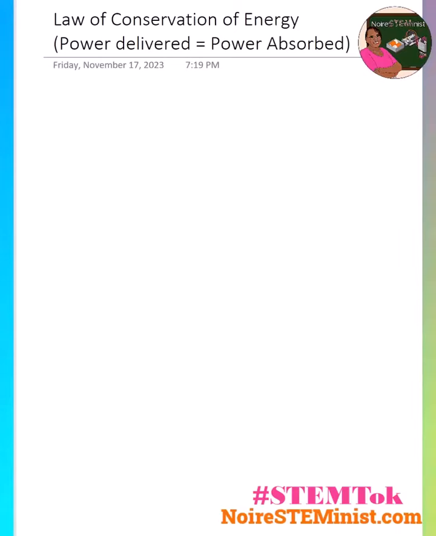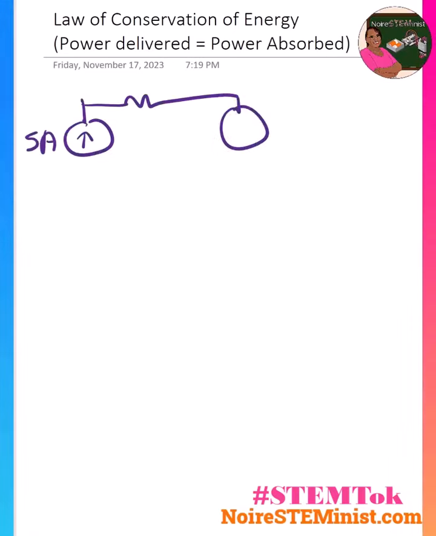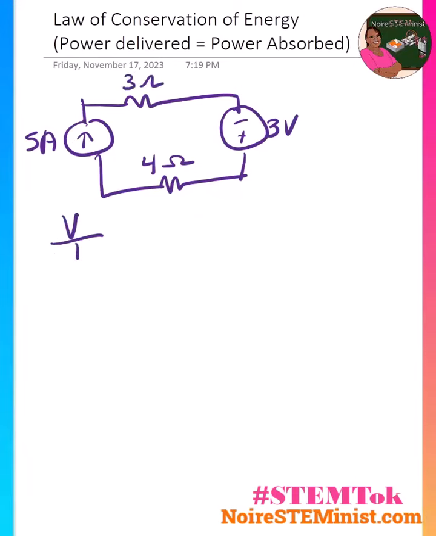Today we will have another example of the law of conservation of energy, which states that power delivered equals power absorbed, or that energy can neither be created nor destroyed, only transferred. And we are going to analyze a circuit with a 5 amp current source, a 3 volt voltage source, and 2 resistors, a 3 ohm and 4 ohm resistor.